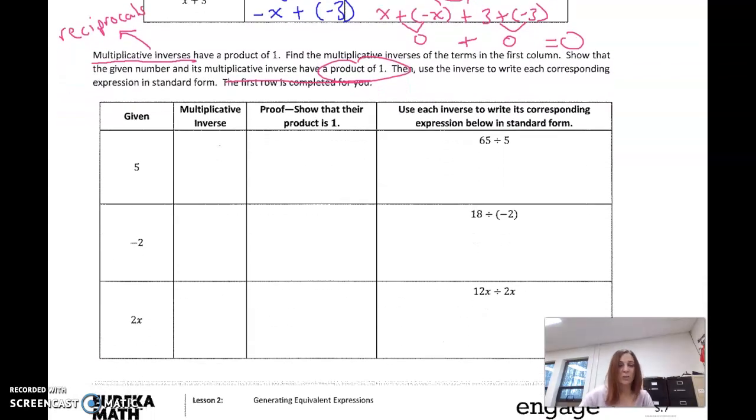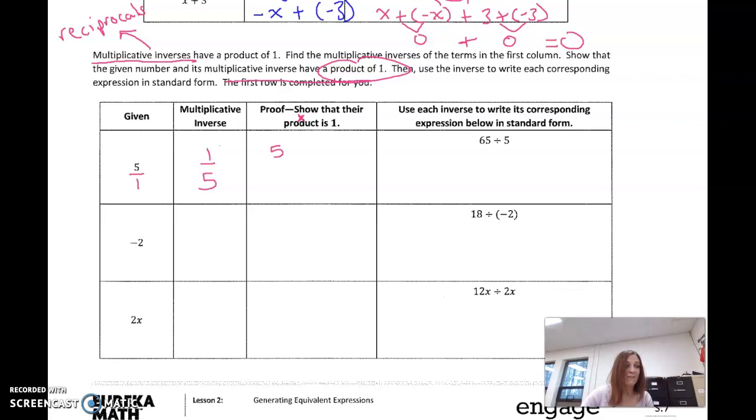Okay, so in this case, be careful. We might want to write a negative 5 here, but it's not. If we're given a 5, its multiplicative inverse, its reciprocal, is 1/5. Remember, we can put a 1 under this 5. It doesn't change the 5. Now it says proof, show that their product, that's multiplying, is 1.